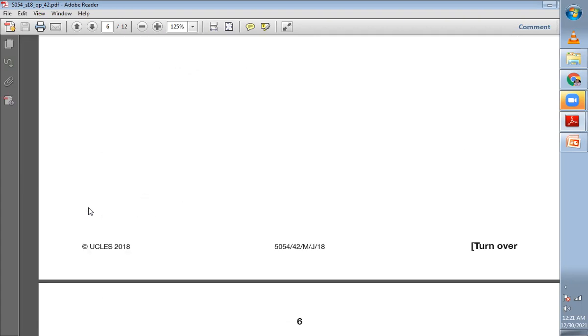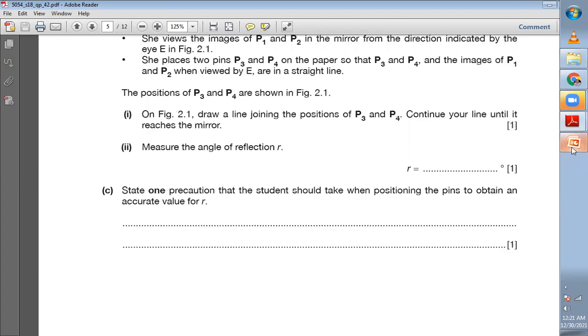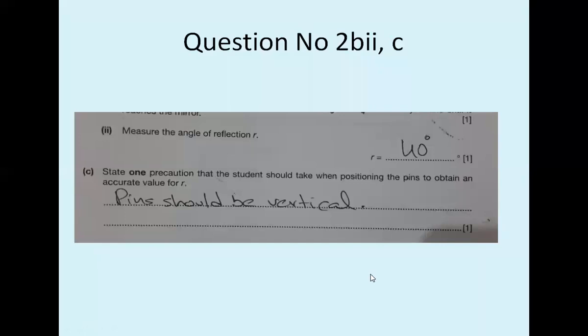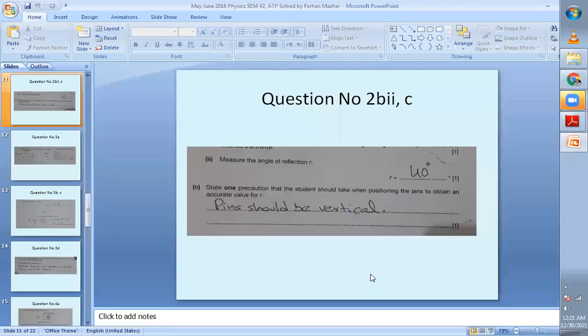Okay. So that's question number 2. It's almost over. So pins should be vertical. They were asking you to write one precaution, which will make your experiment more accurate. And we have written one precaution here. Pins should be vertical. Okay. So that's the question number 2.